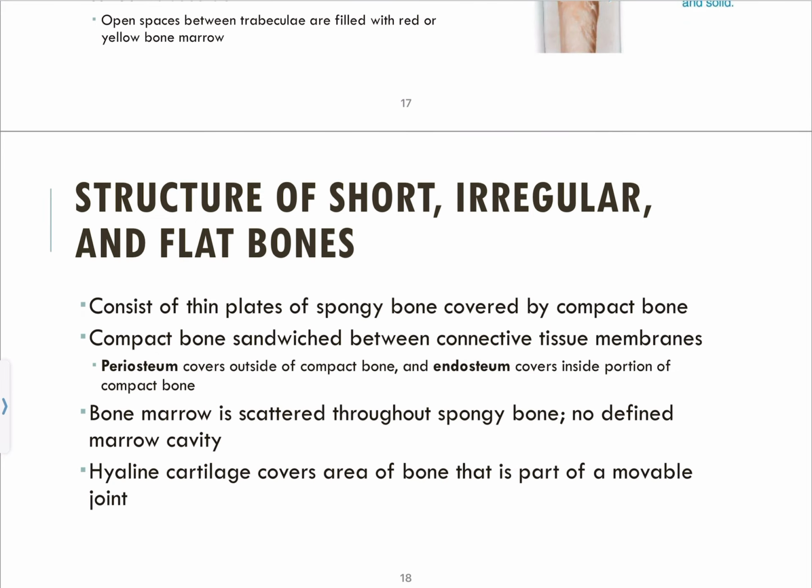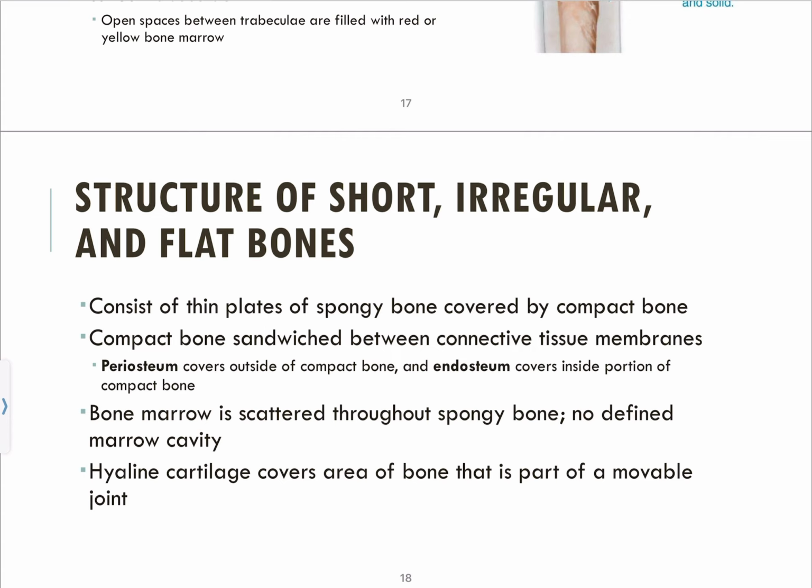So when we're talking about compact bone and spongy bone, we have different compositions depending on what shape of bone we're talking about. So our short, irregular, and flat bones have a specific composition of spongy bone and compact bone. So basically all the bones that are not long bones. And then long bones have a different composition. So we're going to look first at the short, irregular, and flat bones.